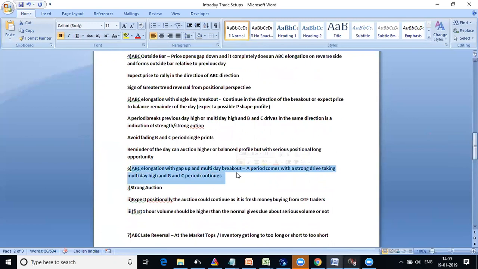Usually they don't come, but this is one special scenario where you can find OTF traders coming at the opening itself. So the first 1 hour volume should be confirmed. That gives us serious clues whether it is serious volume or not, whether they are serious buyers or not. And then later B and C go in the same direction. Previously, at the A period itself, there was a multi-day breakout. So that is a clue there.